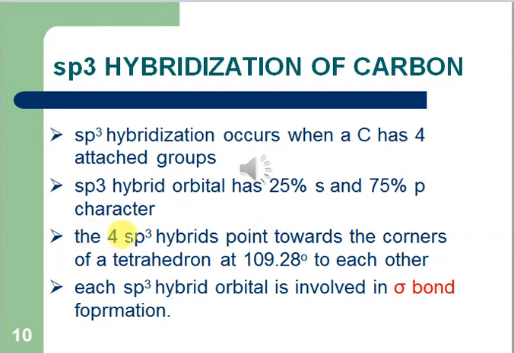And the bond angle between all of these four sp3 orbitals is 109.5. Some also state 109.25 or 28. It doesn't matter. The important thing is that it should be 109 point something, right? Each of the sp3 orbitals is involved in sigma bond formation, so it's a sigma bond. A sigma bond is a bond that's formed by head-on overlap, right?